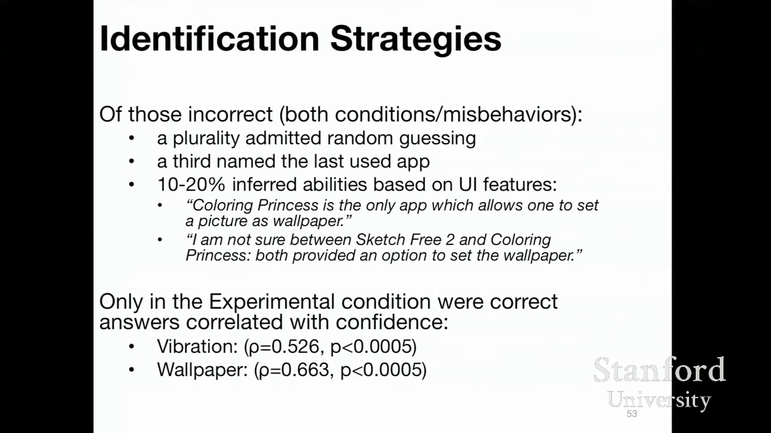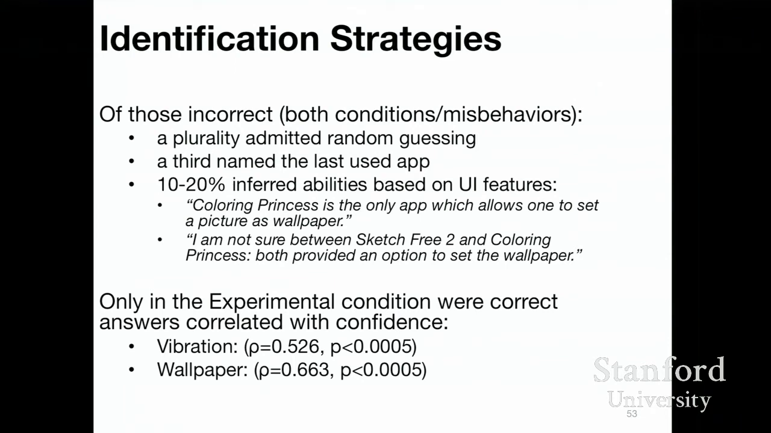What was interesting was that up to 20% of the participants simply inferred abilities based on UI features. So for instance, for the wallpaper change, the application that was usually identified was one where participants somehow stumbled on a button for change wallpaper, and so figured, oh, because there's a button for change wallpaper, it must be this application because I didn't see that button in other ones. When really, an application's abilities don't necessarily correlate with the UI elements.